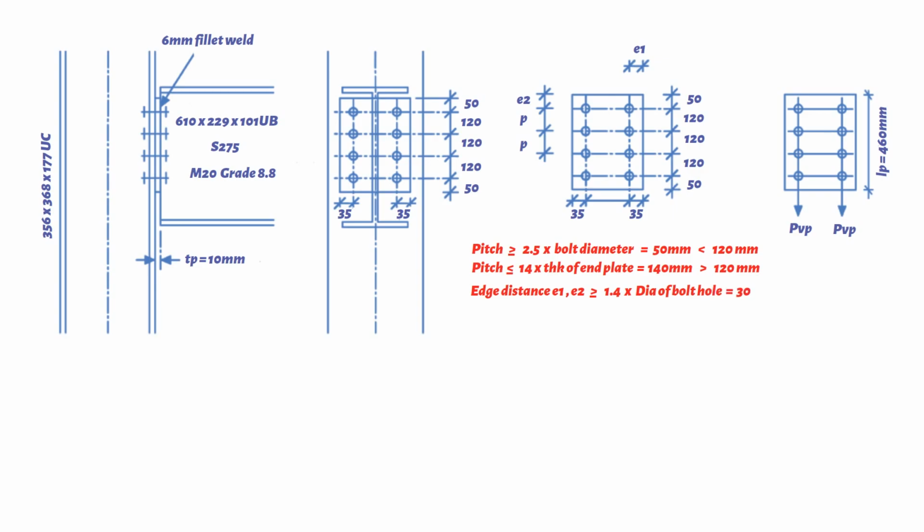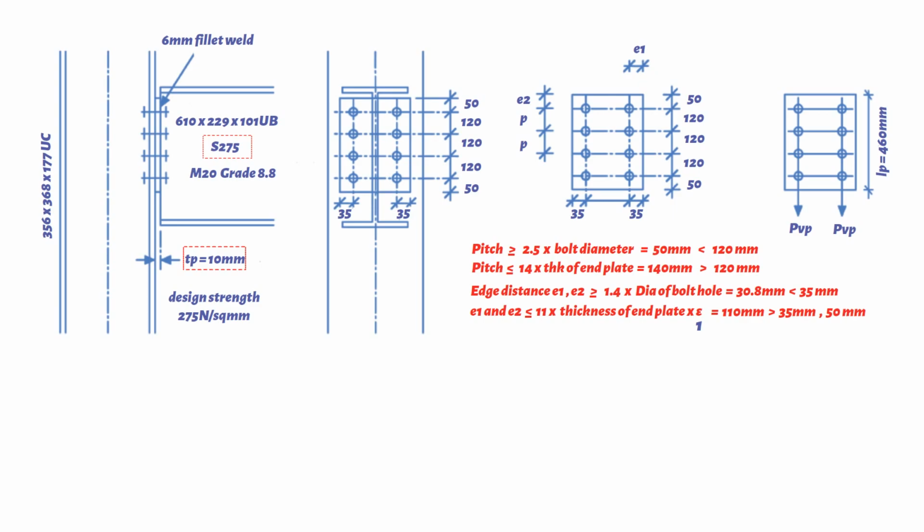For grade S275 steel with plate thickness equals 10 mm, the design strength would be 275 Newton per square millimeters, epsilon equals 1. Hence, all bolts spacing and edge, end distances to bolts are satisfactory. Next, we need to check the shear capacity of bolt group.